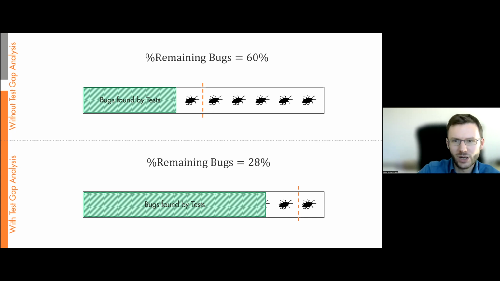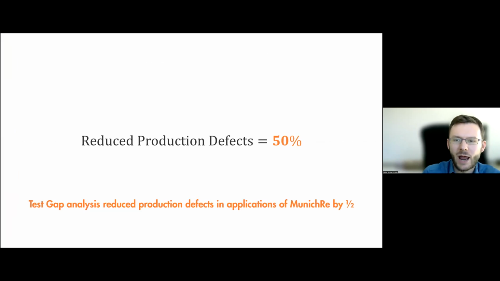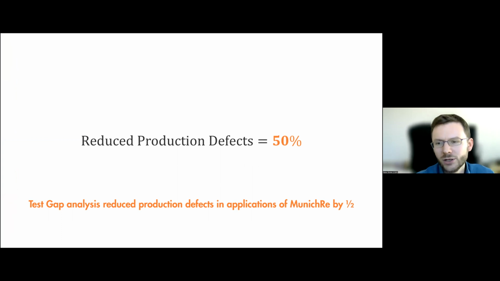And if you compare the 2 numbers, that's a reduction of about half. So this was a really cool result that we got here. So cool that MunichRE actually agreed to present this together with us at OOP a few years ago. And we were very happy about that. And they continue to use test gap analysis because of that.